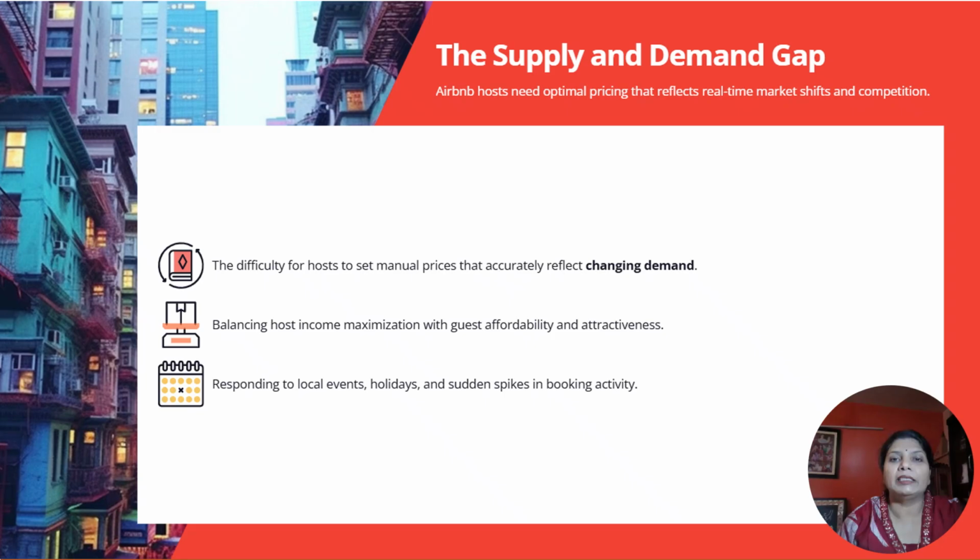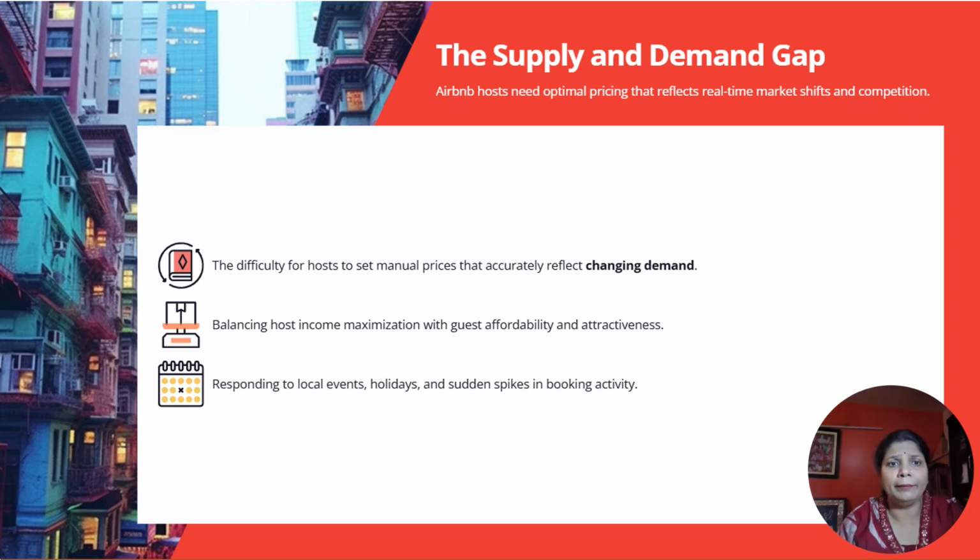So the core pricing challenge faced by Airbnb: the first issue is the difficulty hosts face in manually setting prices that accurately reflect constantly changing demand. Demand for accommodation can fluctuate daily, making static prices ineffective. Second, hosts must balance income maximization with guest affordability.